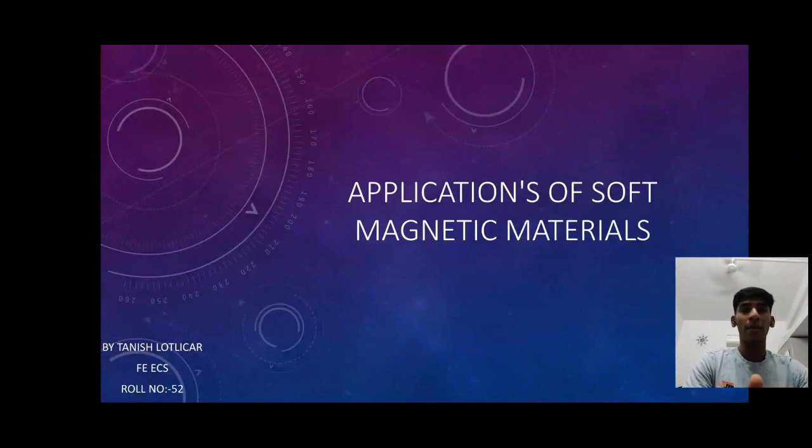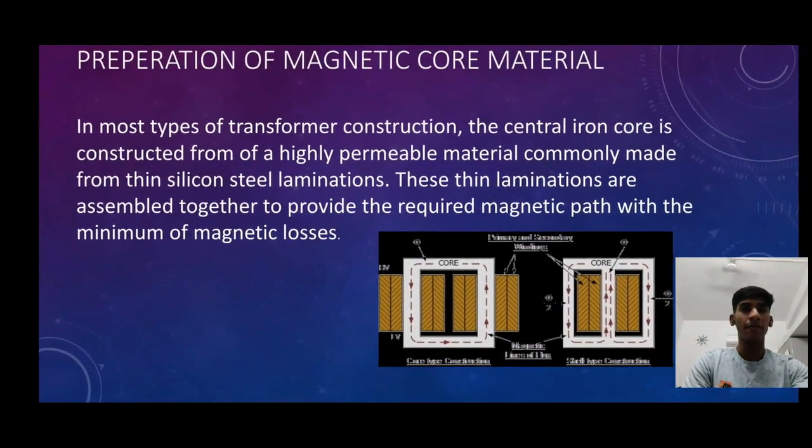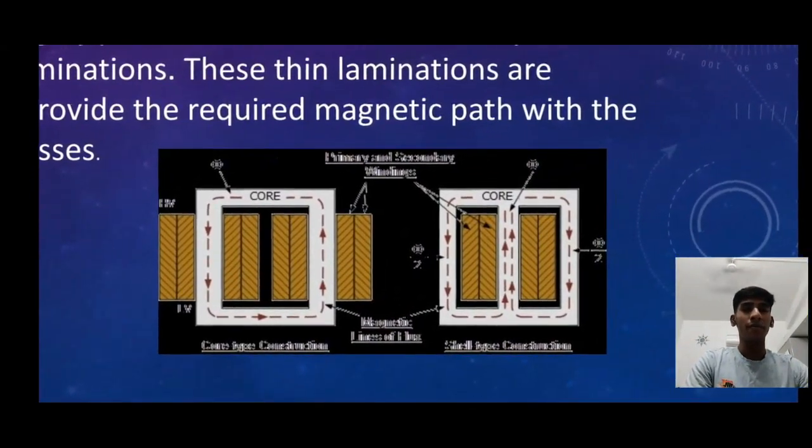So I'm going to speak about applications of soft magnetic materials. One of the applications is the preparation of magnetic core material used in a transformer. In most types of transformer construction, the central iron core is constructed from a highly permeable material, commonly made from silicon steel laminations. These thin laminations are assembled together to provide the required magnetic path with the minimum of magnetic losses. Here is the diagram given. So for minimum magnetic loss, soft magnetic materials are used.